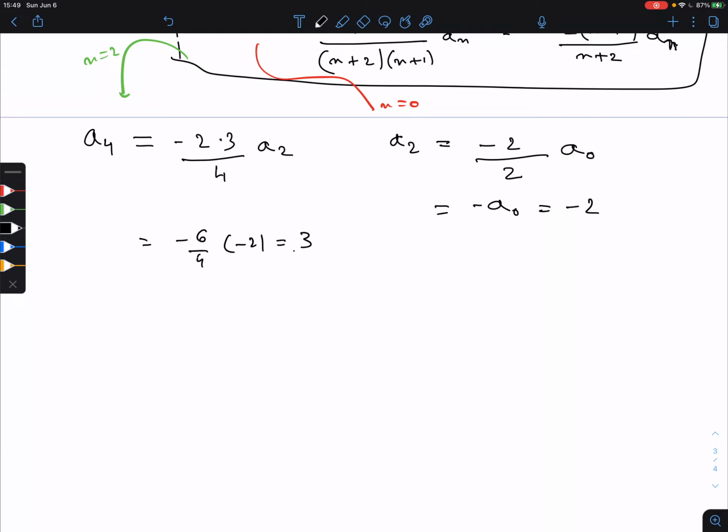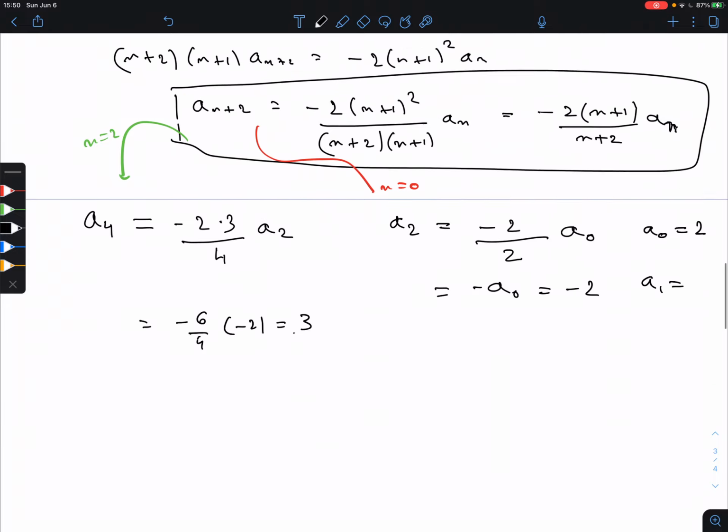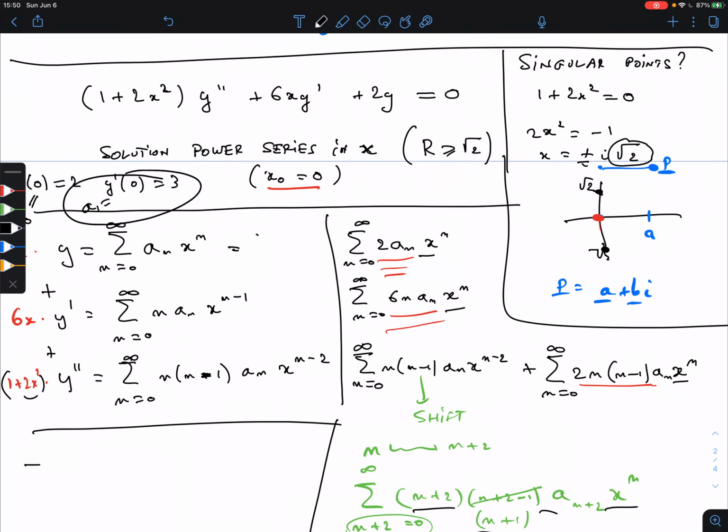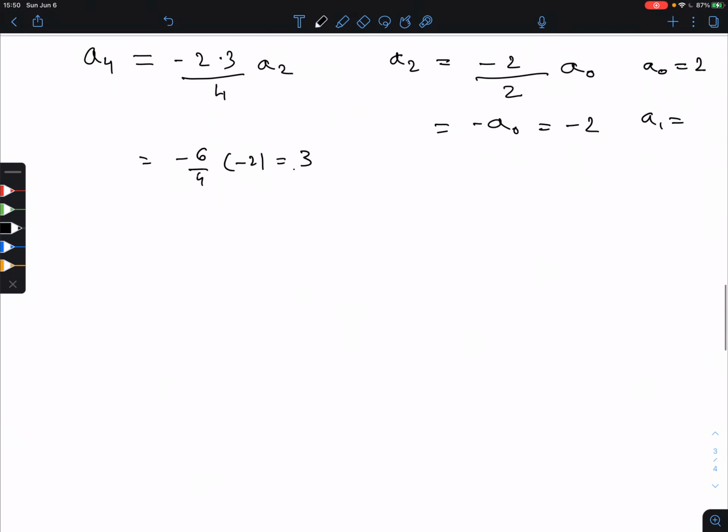Okay, so what have I now found? Let me write here, a0, we know that it was 2, right? Well, a1 we also know. a1 was given to be 3, right? We know now that this is just the second initial condition. So what is missing is a3, perhaps a5, a6. Now let's think about it. Let's calculate a5. So what is a5?